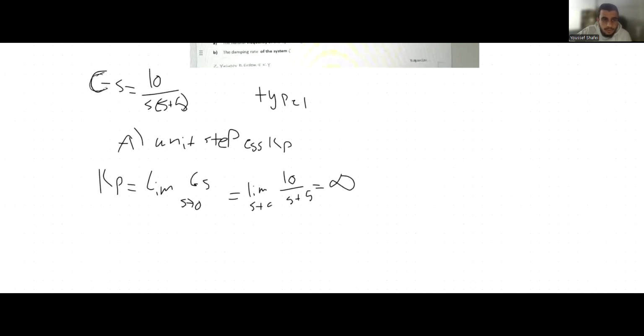So ess equal to 1 over 1 plus Kp, equal to 1 over 1 plus infinity, equal to 0.